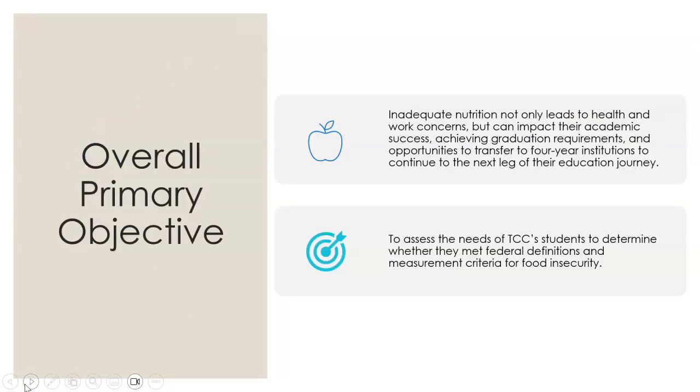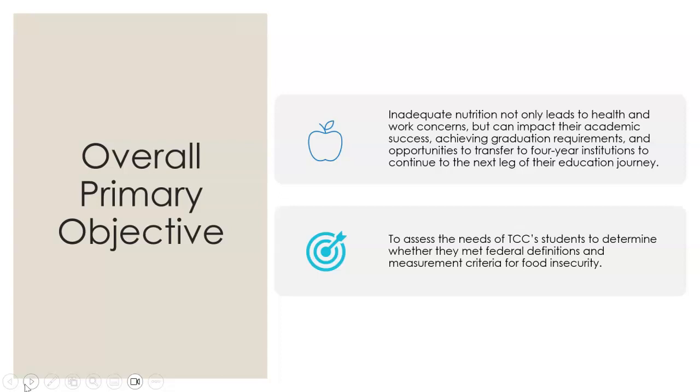The primary overall objective with this type of assessment would be to ensure that we are adequately assessing the needs of our students and determining whether they meet those criteria for federal definitions and measurement for food insecurity. Our community college students represent a more vulnerable population of students. We have non-traditional students. We have students who are raising families, those who are already in the workforce, so they are balancing the demands of jobs and family life.